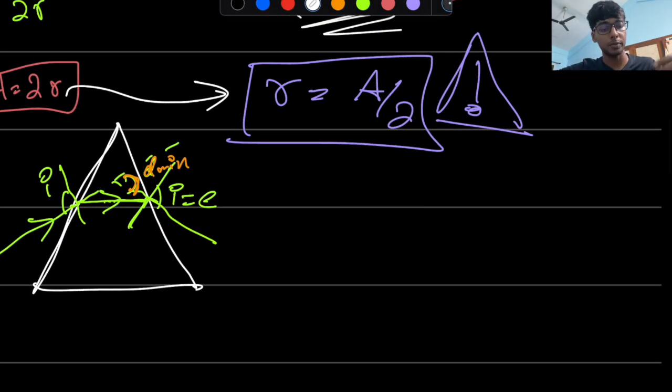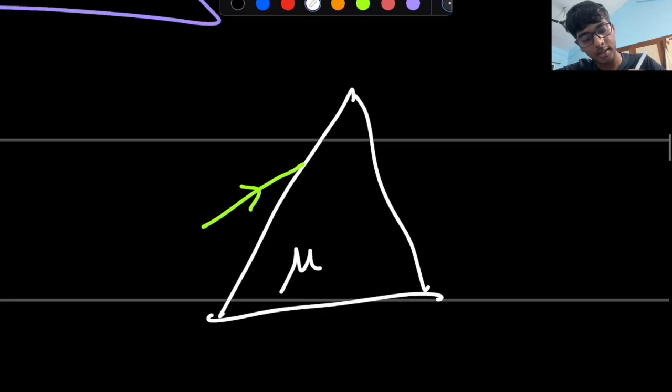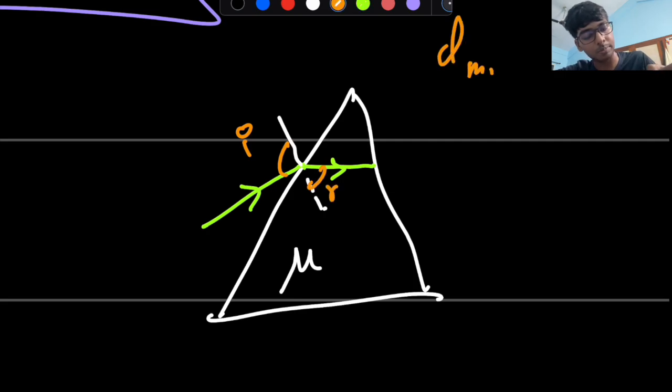Let's take Snell's law now. So I'm considering the same interface for the prism, with some refractive index mu, and an incident light ray that is hitting at an angle of, let me say, theta, or actually wait, I itself. It's going where it has bent towards the normal. Let me say this is R. So I'm still taking the case of d minimum, please bear that in mind.